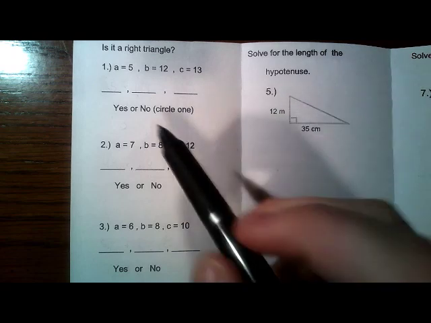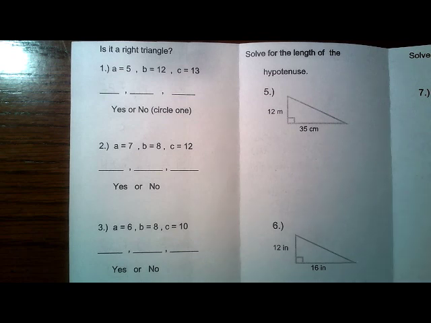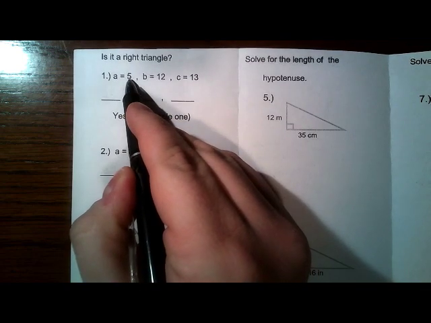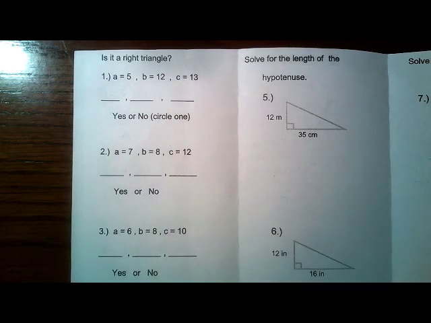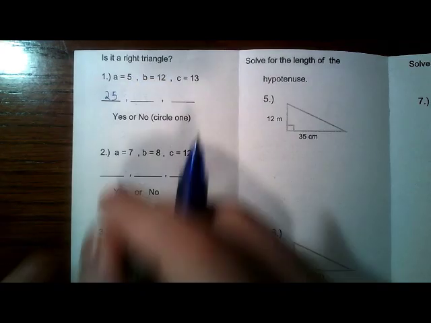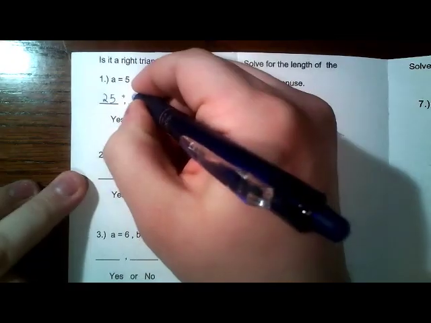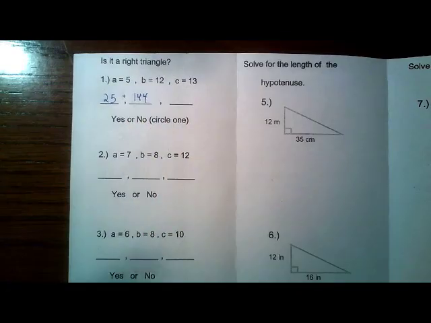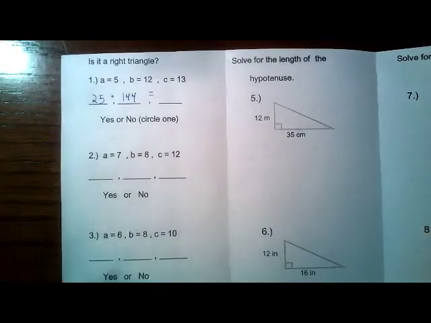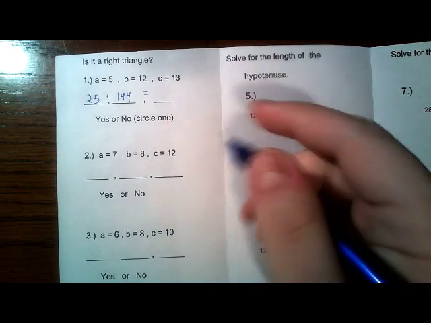So now we're going to open that up and we're going to work on problem 1. They're asking, is it a right triangle? According to the Pythagorean Theorem, A squared plus B squared should equal C squared. That means when I square A, 5 squared is 25, and I add the square of B, 12 squared is 144, I should get the square of C, and 13 squared is 169.